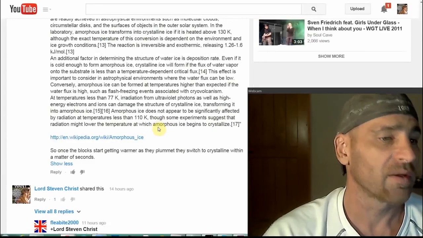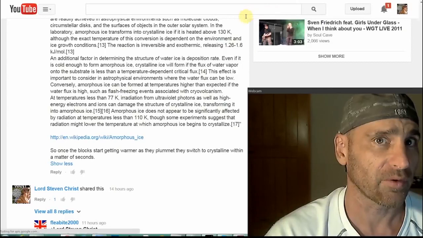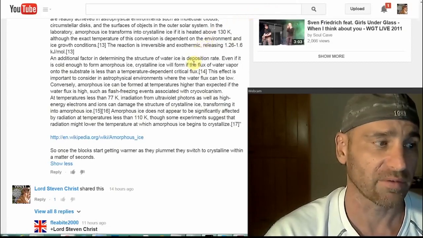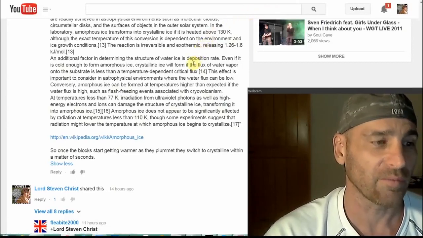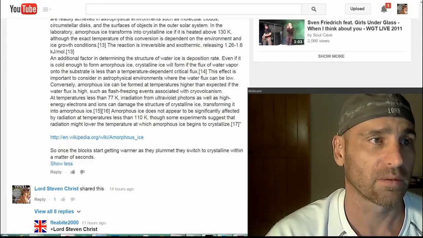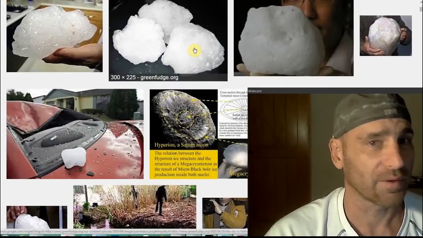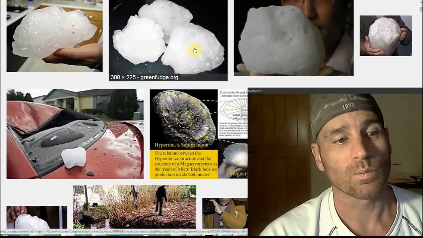So at that level, the temperatures are cold enough to stay clear. The ice stays clear. But once it starts getting warmer, that ice gets opaque. So that's why.